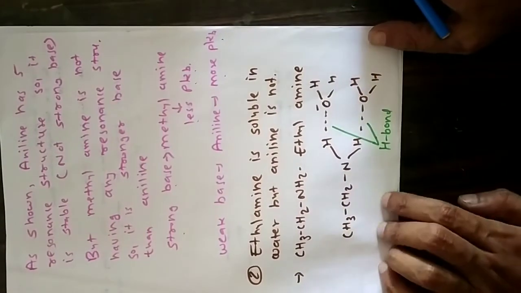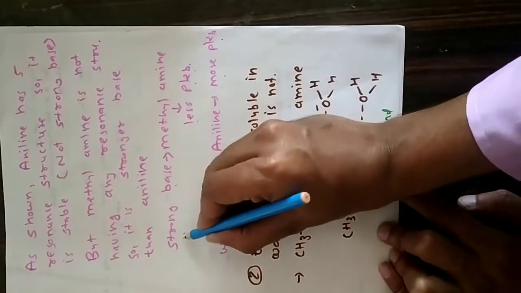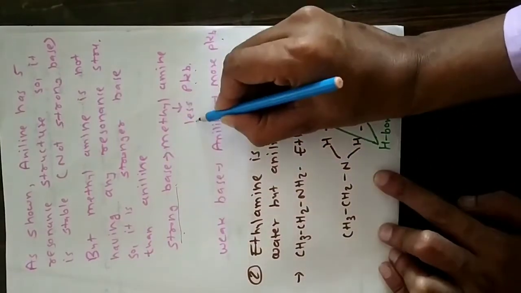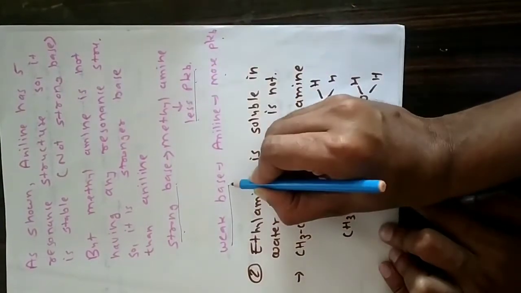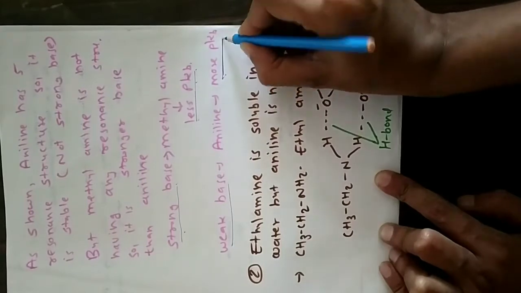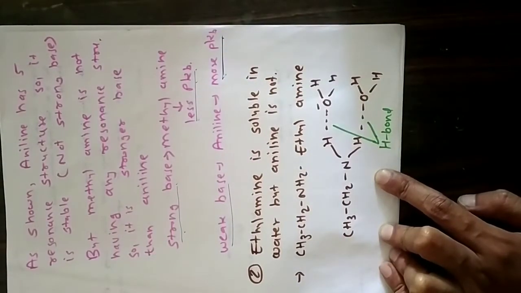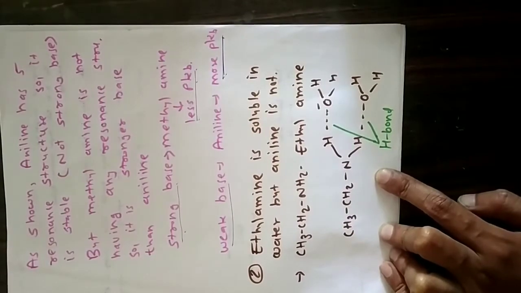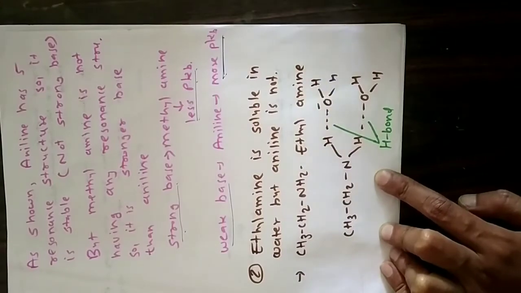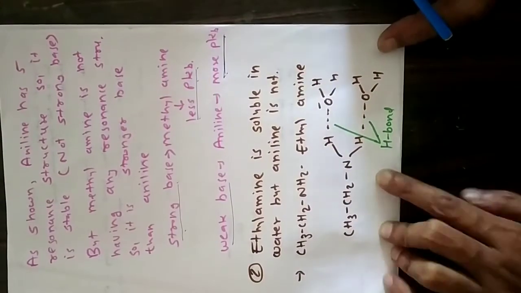Again, what we have to remember here: strong base means less pKb value, weak base means more pKb value. So indirectly we have to prove here that aniline is a weak base. Aniline is a weak base, that we have to prove here.